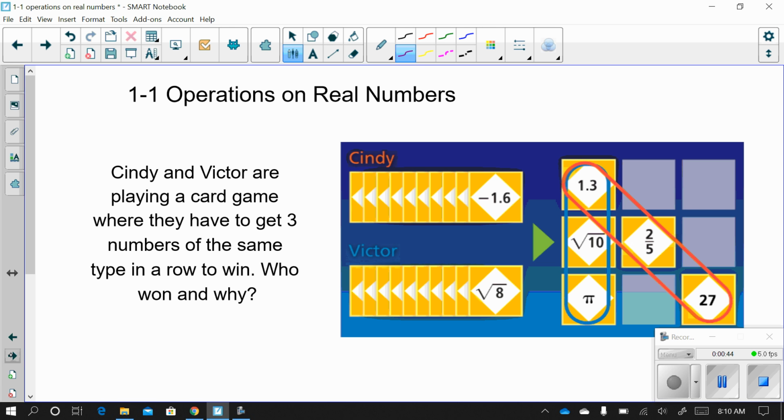This is a discussion question I wanted to do with the whole class because there's not really one right answer to this problem. You should be able to back up whatever you think. Cindy and Victor are playing a card game where they have to get 3 numbers of the same type in a row to win. Notice Cindy has the cards in red, and Victor has the cards in blue. You could say Cindy won because she has all rational numbers. You could say Victor won because he has all positive numbers. Anything like that, you just have to be able to support your argument.